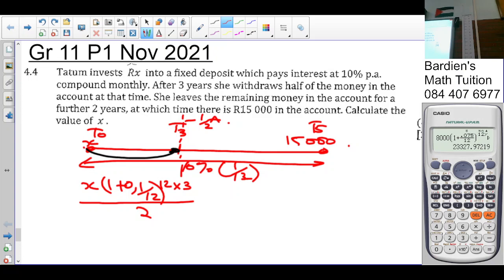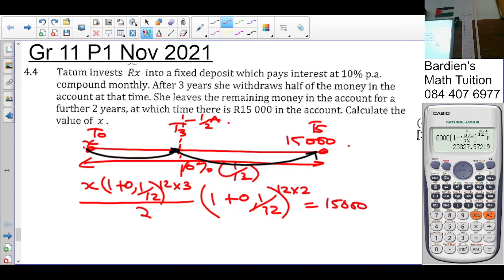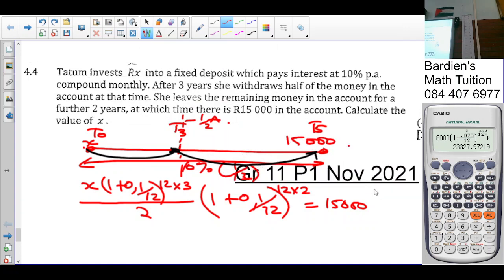Then what happens to that answer? It's going to draw interest again for how many years? 2 years. So it's going to be 1 plus 0,1 over 12, the exponent 12 times 2. Once this calculation is made, it gives you how much is left in the account, not so? And in this case, how much is left in the account? 15,000. People, you guys understand? Who doesn't understand? Okay.